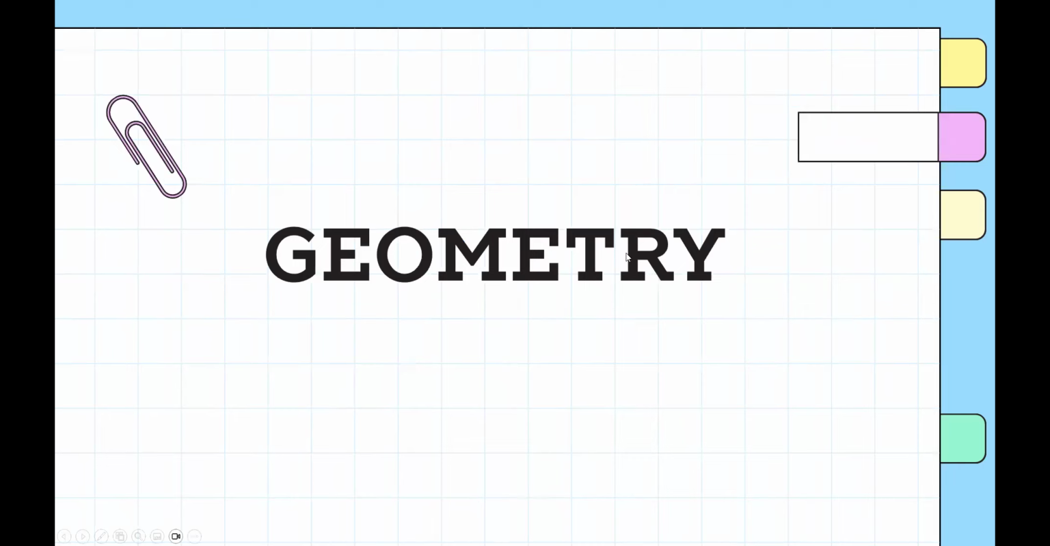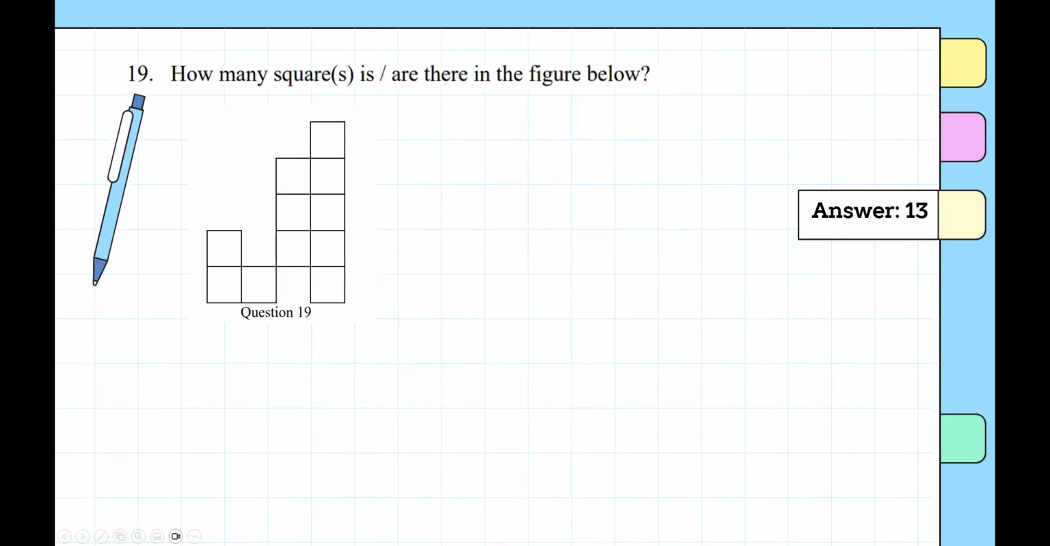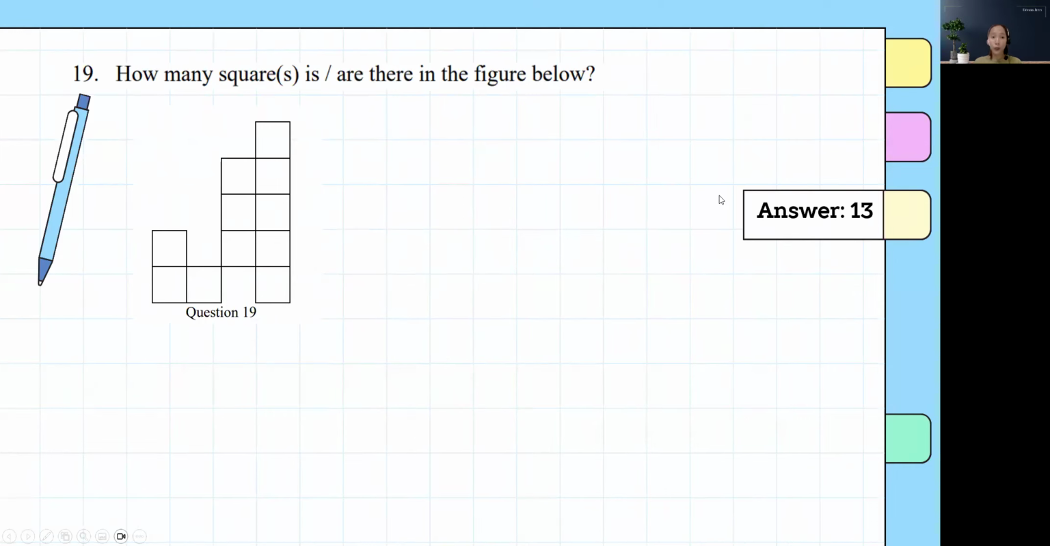Number 19. So we're now in the geometry part. Let's try: how many squares are there in the figure below? Okay, so counting the number of squares, we'd have 1, 2, 3, 4, 5, 6, 7, 8, 9, 10, 11. But this is also considered a square. 12. This is also a square. 13. There are 13 squares in total. So there should be 13 squares in total. All right. That's it for number 19.